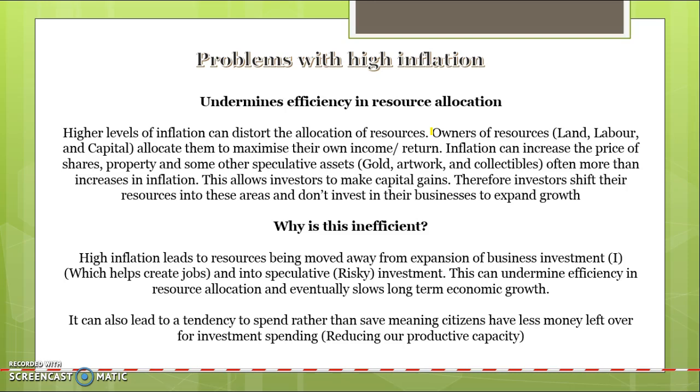And secondly, it shifts resources away from productive investment like building and expansion of their business and towards more speculative investments like gold and artwork that generally increase at a faster rate than inflation. So less resources go to business investment and more into speculative or risky investment, which undermines resource allocation and slows economic growth because we don't invest in productive areas. The other thing it can do is encourage people to spend rather than save, which reduces the amount of money available for investment. People prefer to spend now potentially because they're worried about prices going up in the future.